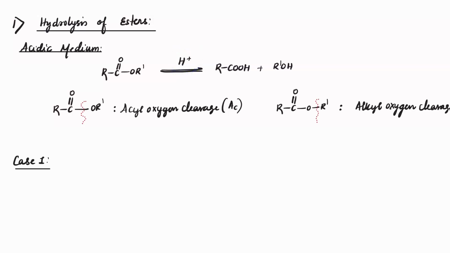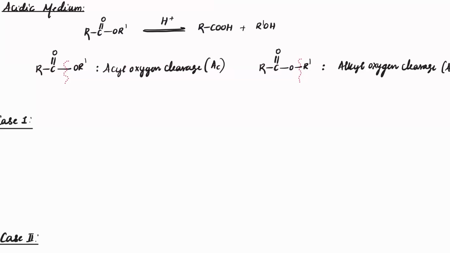Now remember one thing, guys. If you want to make esters, it is only possible in acidic medium. But if you want to hydrolyze esters, it is possible in acidic medium as well as basic medium. Now while making the acid and alcohol back, you have to break this bond, correct? Now there are two ways to break the bond.